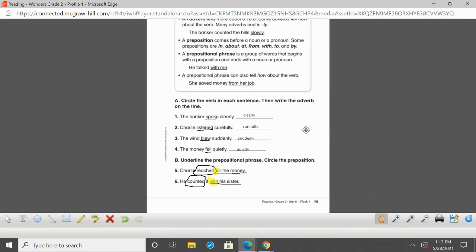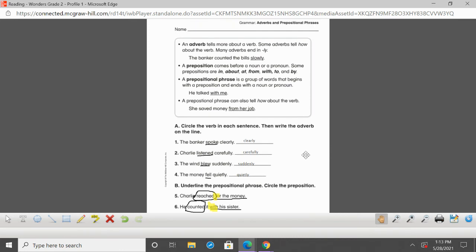All right, 2nd grade, that was awesome work. So before you guys go, let's do a quick review of what we just practiced. So we practiced an adverb, and an adverb tells more about a verb. Oftentimes they end in ly, and they tell how about the verb. So the banker counted the bills slowly.